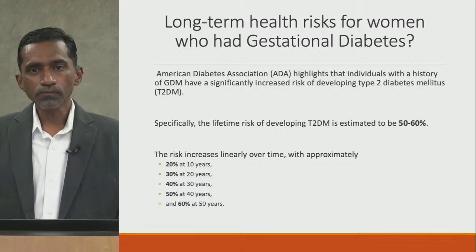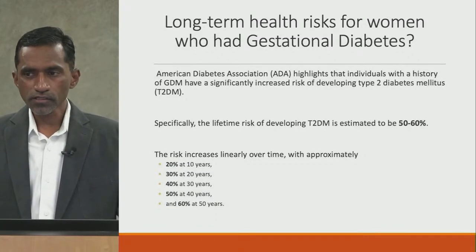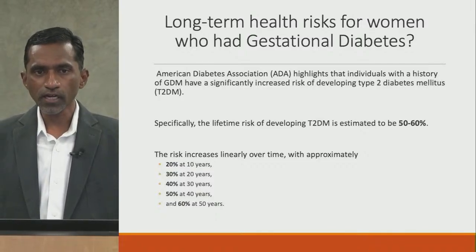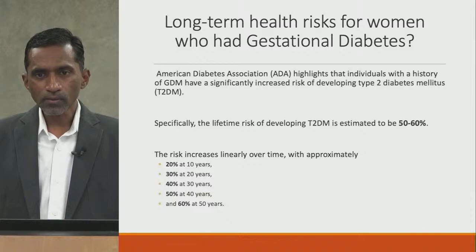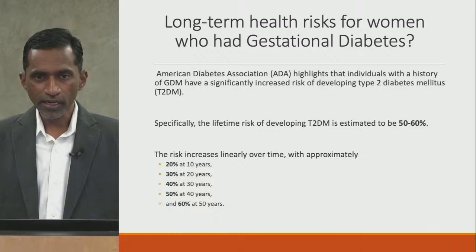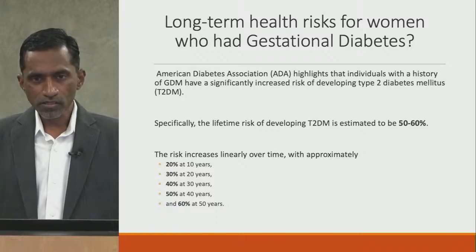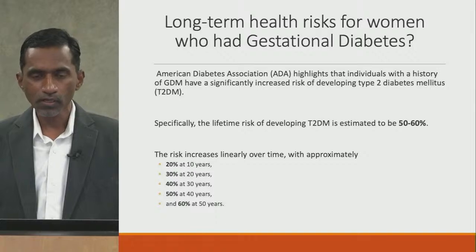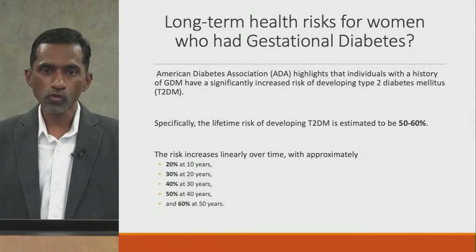So what are the long-term risks for women who have gestational diabetes? This is as per the American Diabetes Association. Women with a history of gestational diabetes have significant increased risk for developing type 2 diabetes in the future. The lifetime risk is as high as 60%. So if you look at it based on each decade, 10 years after your delivery, your risk is about 20%. At 20 years, it's about 30%, 30 years, 40%, 40 years, 50%, and again, at 50 years, if someone is pregnant at 30 years, when they're 80 years, it's almost 60% chance they will develop diabetes.